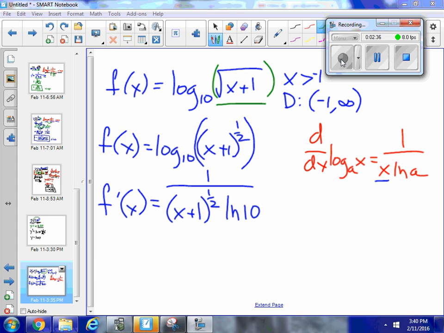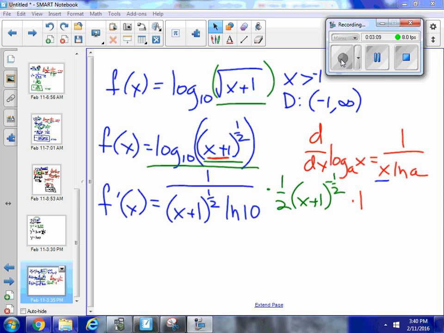Now, that took care of my outside function. Now I have to deal with my inside function. So my inside function is times, well, I'm going to use the power rule, 1/2 x plus 1 to the negative 1/2. And then, I guess technically speaking, I have another inside function, but the derivative of that is just 1. So it's really kind of something that I can ignore. So I now have the derivative written out. I'm going to try and simplify it a little bit.